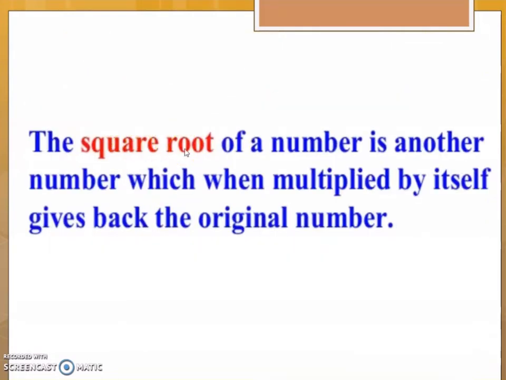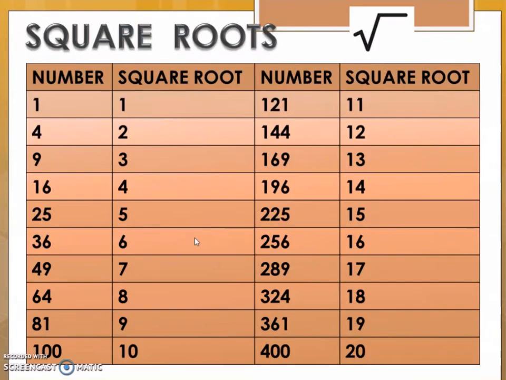Now the square root of a number is another number which when multiplied by itself gives back the original number. So you can say that it is the reverse operation of squaring. So when I say the square of 2 is 4, I can say the square root of 4 is 2. That is how square and square root are related to each other. They are just the opposite operation of each other. So when I say the number is 11 and the square of 11 is 121, then I can say that the square root of 121 is 11. So that is how they are related.